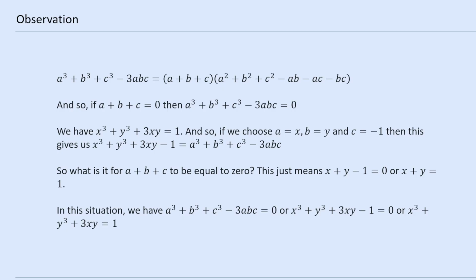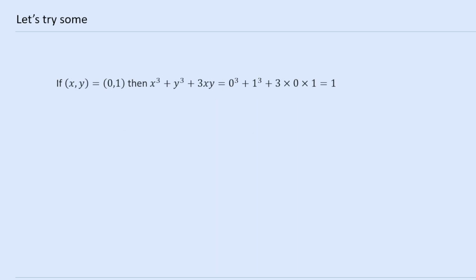So all the points for which x plus y equals 1 satisfy this equation. So they're all part of the locus. And we can just check this for some numbers. For (x, y) equals (0, 1), we get 0 cubed plus 1 cubed plus 3 times 0 times 1, which is 1. For (x, y) equals (1, 0), we get 1 cubed plus 0 cubed plus 3 times 1 times 0, which is 1.